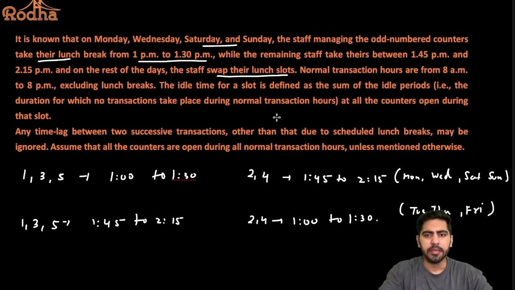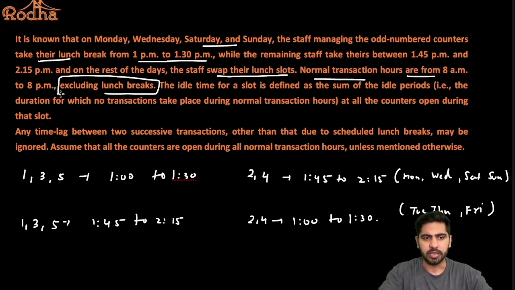It says normal transaction hours are from 8 a.m. to 8 p.m. excluding lunch breaks. So lunch breaks are excluded here, and the rest everything is transaction time. The idle time for a slot is defined as the sum of idle periods, that is the duration for which no transaction takes place during the normal transaction hours. So if no transaction is taking place during the transaction hours, excluding the lunch break, then it is called the idle period across all the counters open during that particular slot.